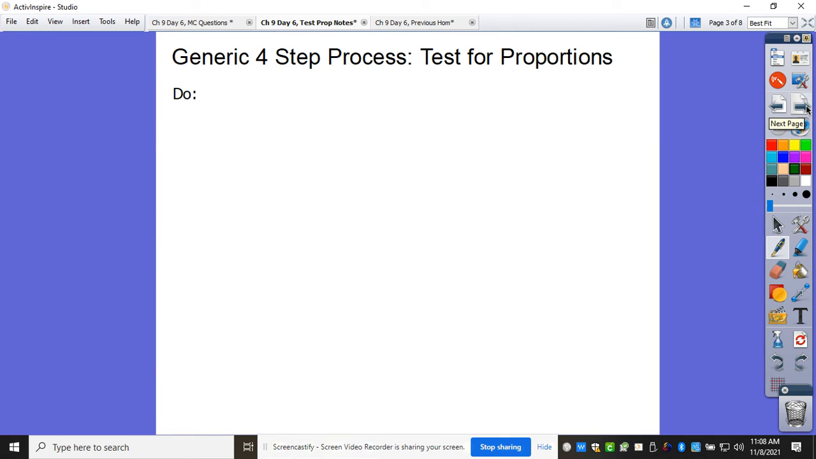Alright, so what's my first thing that I need to know? p hat. What else? What else? p naught. And the only other thing I would need to possibly write down is if it's one or two tail.